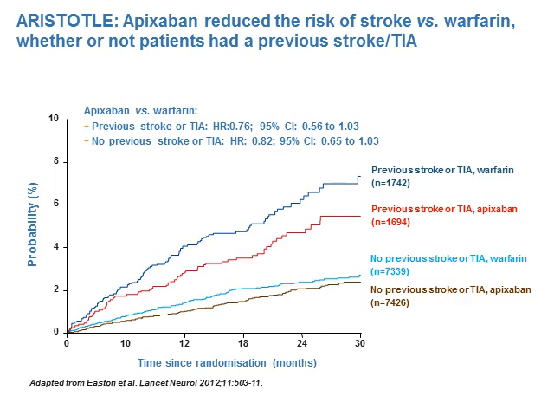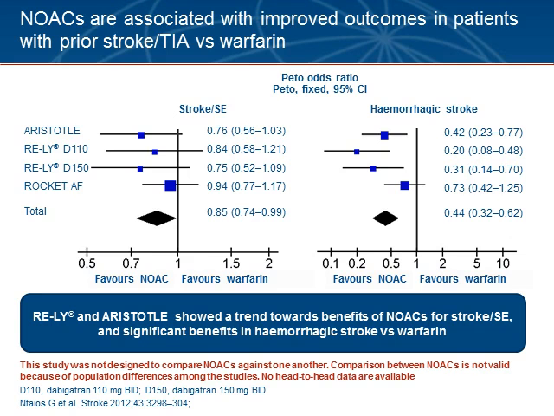There is also a meta-analysis. This meta-analysis, published in 2012, demonstrated that overall, especially based on RE-LY and ARISTOTLE, there is a trend toward the benefit of NOAC for stroke and systemic embolism, and significant benefit in hemorrhagic stroke versus warfarin. So we have in sum a trend of an efficacy benefit, and a very clear benefit in safety, especially regarding the devastating hemorrhagic stroke.